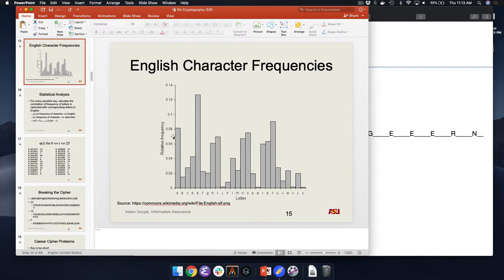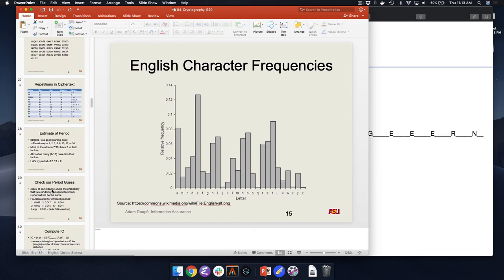So the idea is this graph is great, right? Because it's a literal distribution of English characters. But it's a bit much in terms of information, and it's kind of hard, even if you remember when we were breaking that Caesar cipher, to tell exactly what shift was what based on the frequencies.